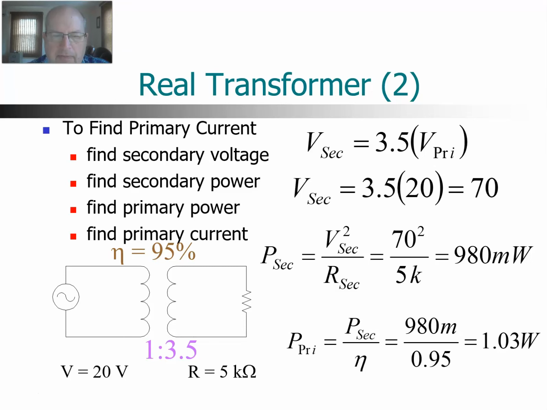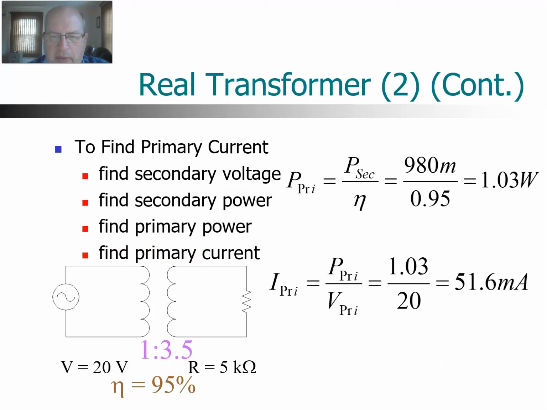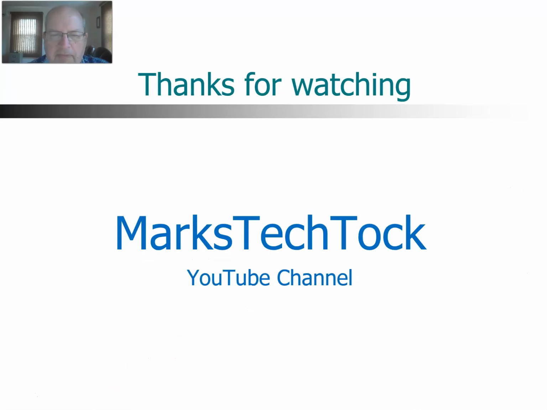Okay, now that we have that power, we can use the power formula in order to get the current. 1.03 watts divided by 20 volts gives us the current, 51.6 milliamps. All right, so that was several examples of how to analyze current and power in a transformer.